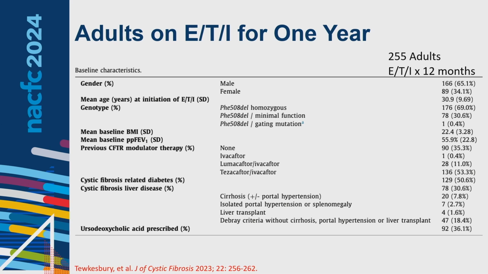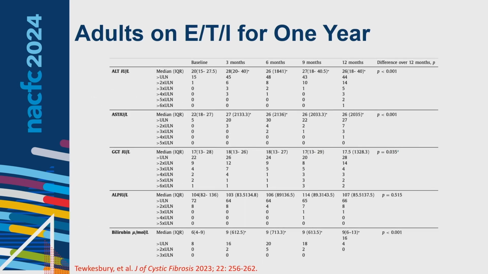So looking at a couple of specific studies, this is from the group in Manchester, and they looked at a little over 250 adults who had been on ETI for 12 months. Kind of a larger group that had more advanced liver involvement at around 10%, 30% overall with some type of CFLD. And because it was a European study, not surprisingly, about 36% of them were on Actigall or ursodeoxycholic acid. And so what they showed, and this is going to be a common trend, is if you look at the p-values all the way to the side, they're showing a significant difference, worsening, of ALT, AST, GGT, and bilirubin.